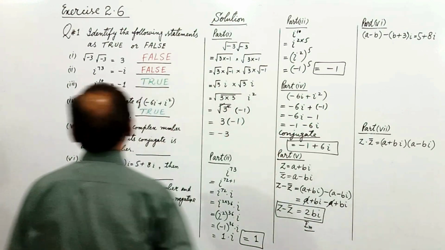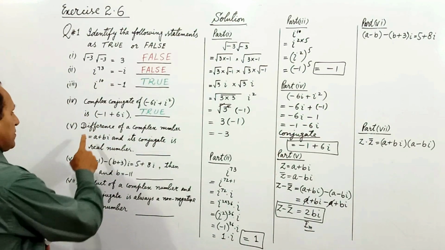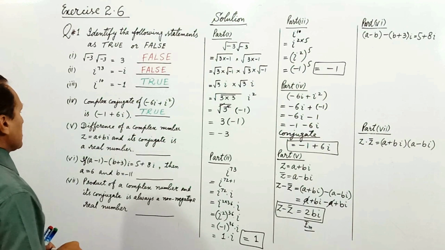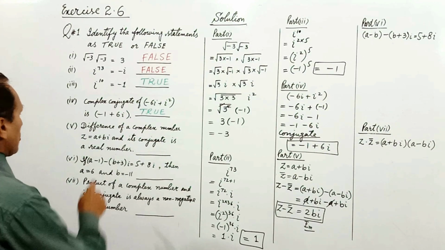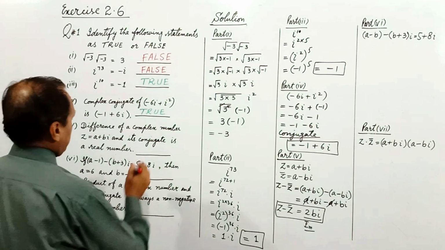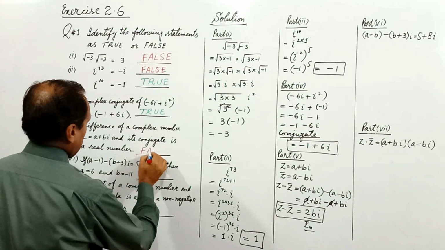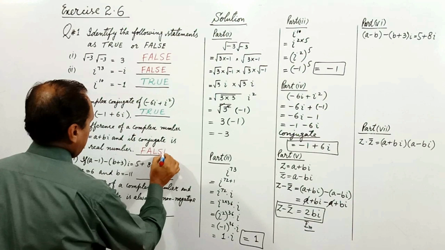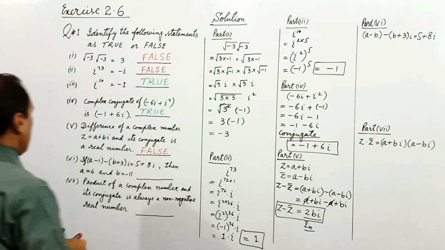So therefore we can say that the difference of a complex number z equal to a plus b iota and its conjugate is a real number, that is a false statement. Let's move to part 6.